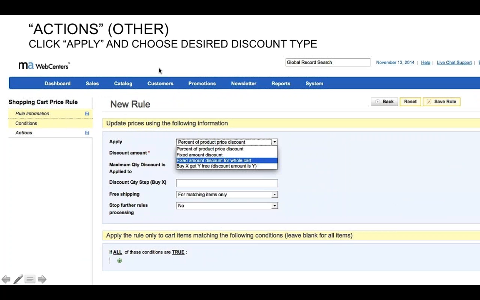Actions for other, if you want to apply and choose the desired discount type. If you were going to do a percentage off the price or a fixed amount of money off, you could do all of those things. You can choose those options. There's a ton of different options, but the point is you can create all kinds of coupon codes.